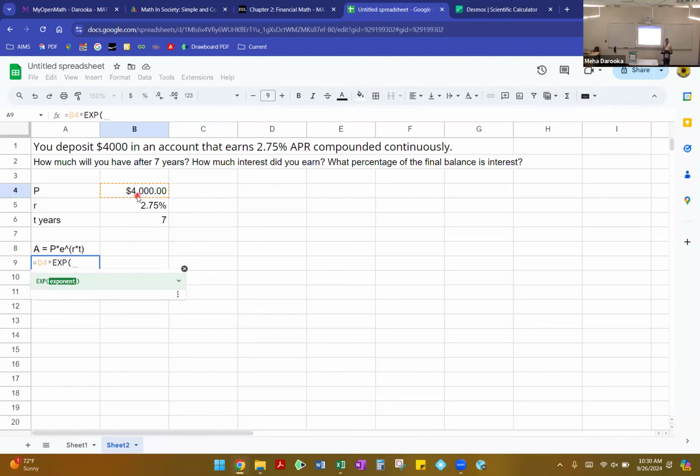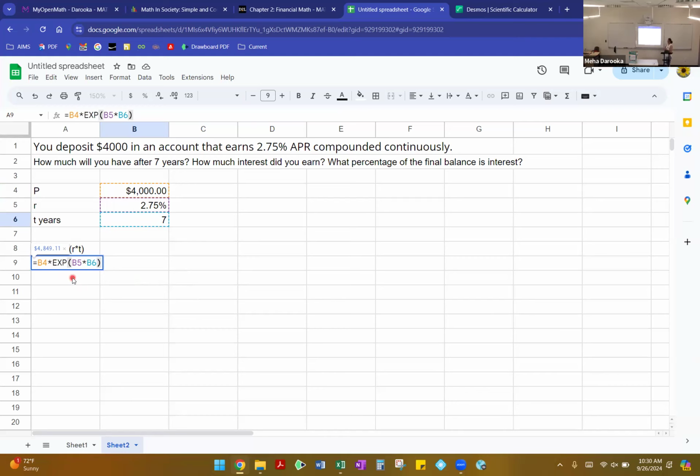So when you type the letters in, and you know this is the function you want, you can use the tab key, and it gives you the capital EXP with the parentheses. Now remember, the exponent here is supposed to be R times T. So you're going to do R times T and then close the parentheses. Just take a look at that, guys.